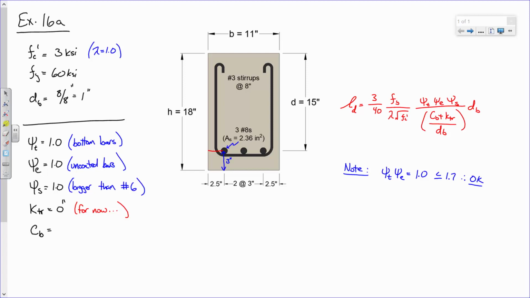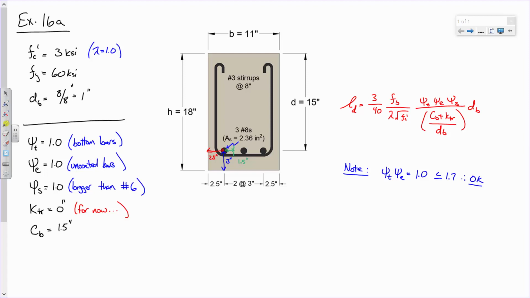What is this dimension right here? 2.5. And what is the dimension halfway over to the next adjacent bar? 1.5. So C sub B is always the smallest, 1.5, because if I'm yanking on this concrete, it's going to fail under that shortest distance. The cracks aren't going to have to travel as far. So that value is going to be the smallest, the 1.5. Okay.